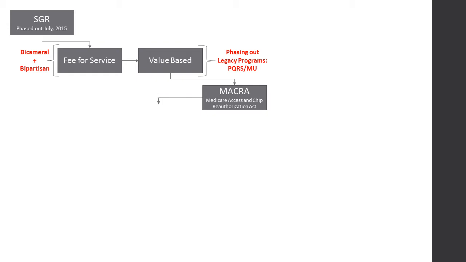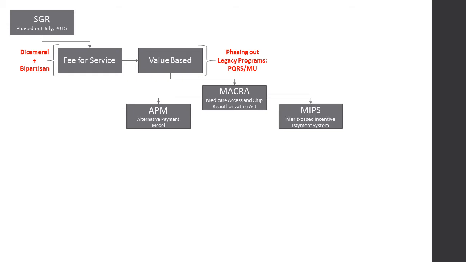There are two components to MACRA. One is the APM model, which is alternative payment models, which we're really not going to talk about much today. I want to focus on MIPS, which is the Merit-Based Incentive Payment System. This is an outpatient-based program that provides for reimbursement of Medicare funds. It's strictly for Medicare providers.